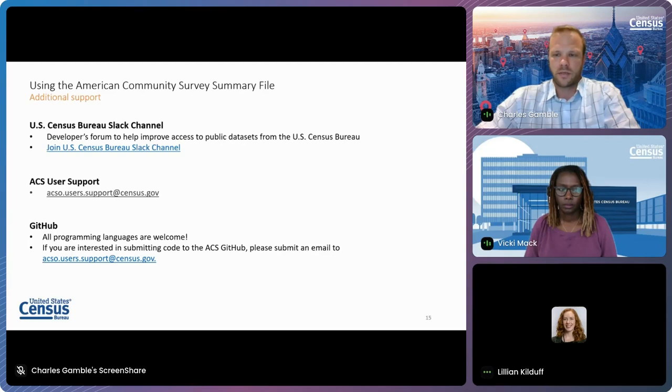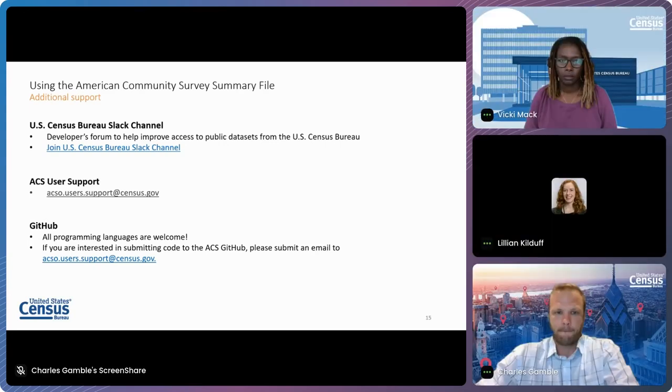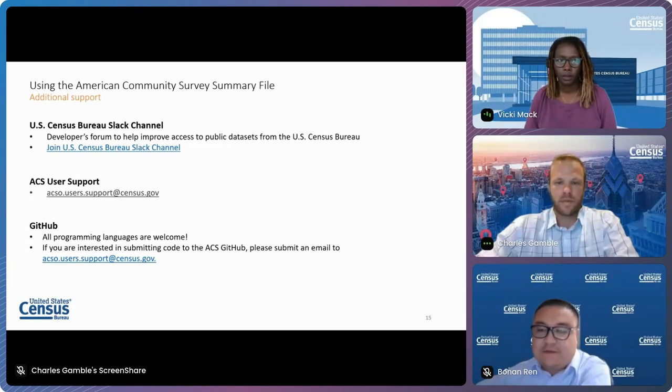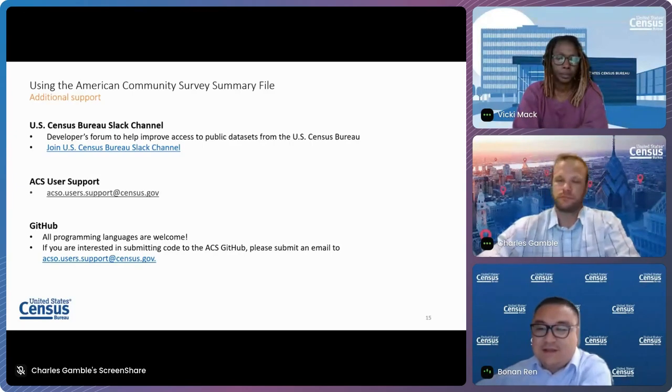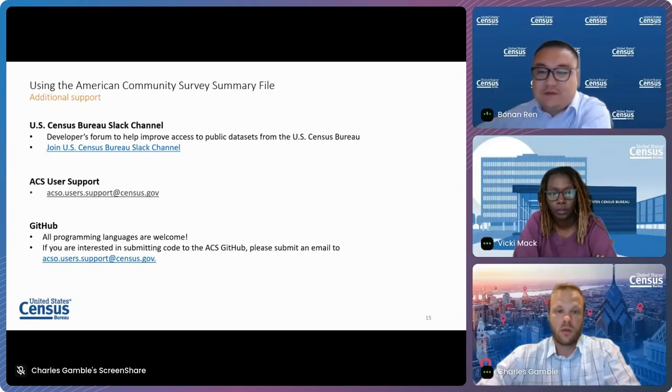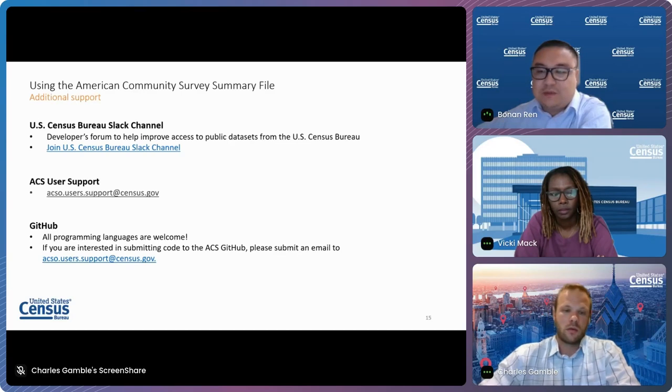Ben, are you still here? Did you want to jump in? Is there any additional you want to add there? Because I know you're a little bit more involved with the GitHub page. I think you're on mute. Oh, I'm sorry. I think this is the new GitHub web pages for entire ACS. So currently for summary file, we only have a SAS and Python example. We do not have a resource in R, but anyone is welcome to provide an R example.